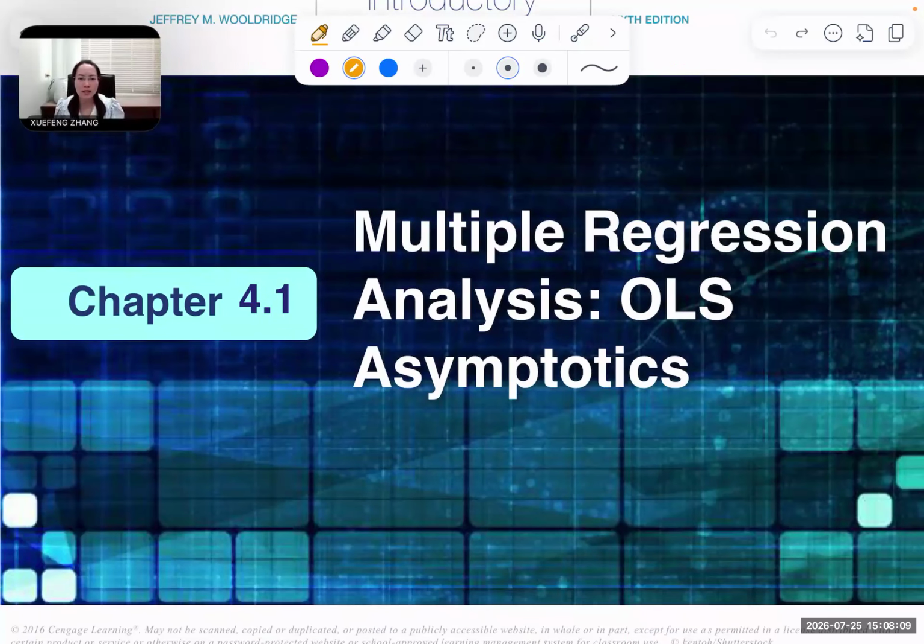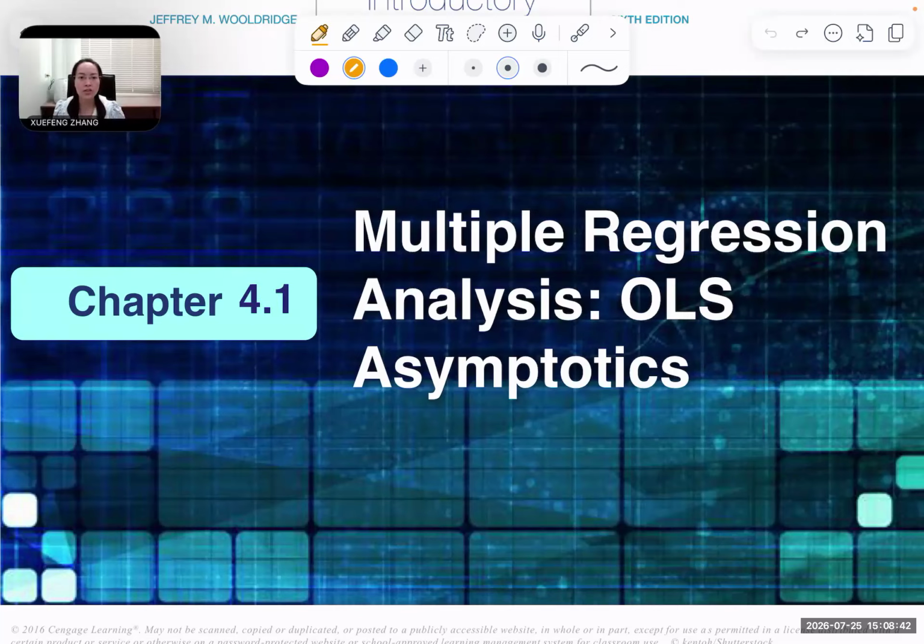Quick reminder before we start: everything we did in the last chapter, inference, the t-test, F-test, confidence intervals, all of that relied on normality of u, one of the CLM assumptions. What is CLM? Classical linear model assumptions, okay? But we also said normality is not guaranteed and it often fails in real data.